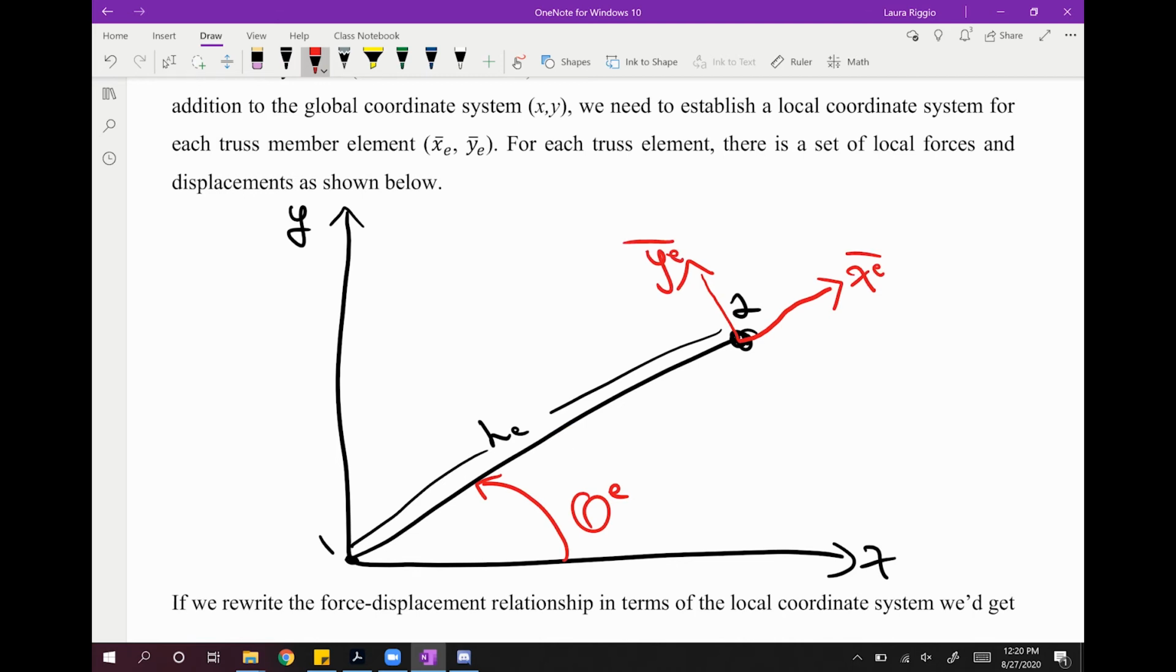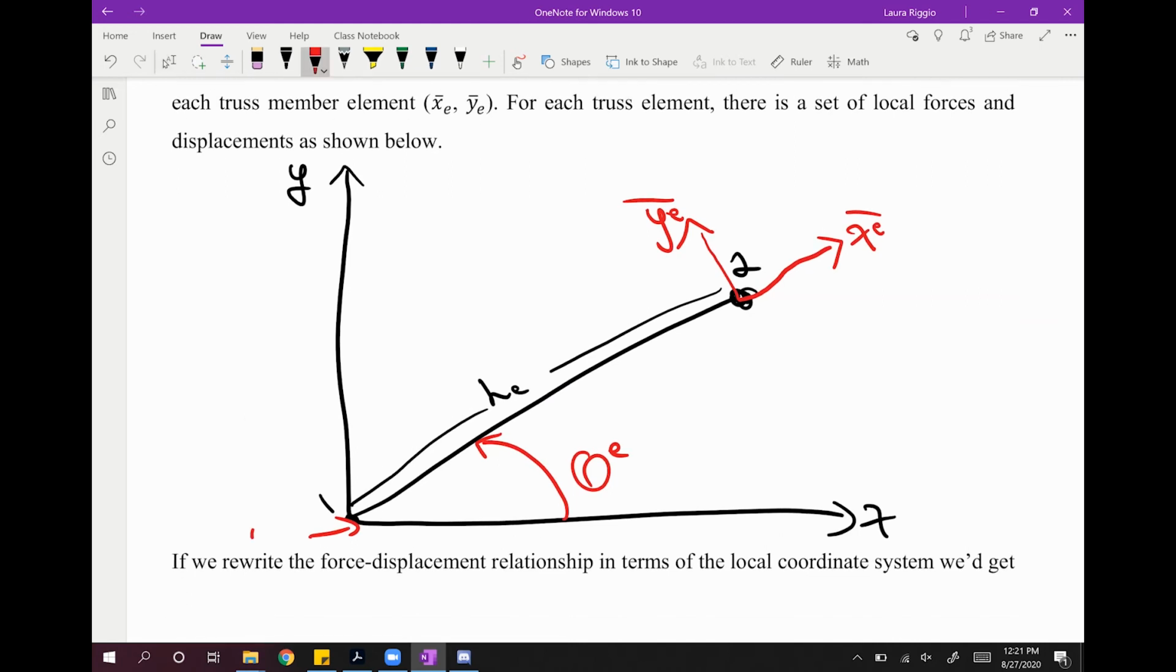And at the two ends, we have a displacement U bar 1, F bar 1, and we have a second displacement U bar 2 and F bar 2. So U bar 1 and U bar 2 and F bar 1 and F bar 2 are similar to how we handled our discrete systems, which were one-dimensional, and they are along the axis of our member.